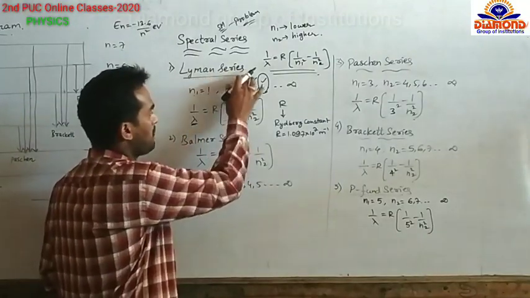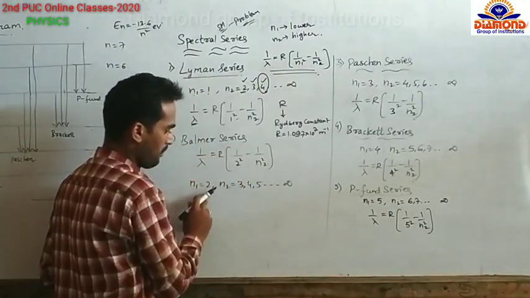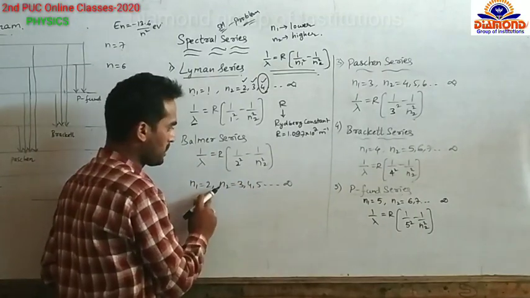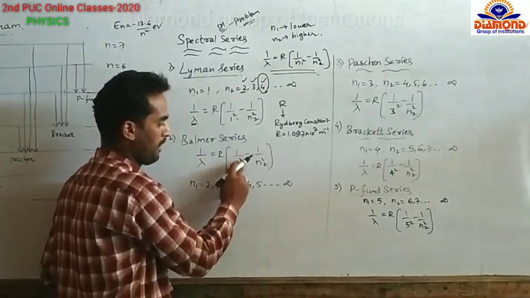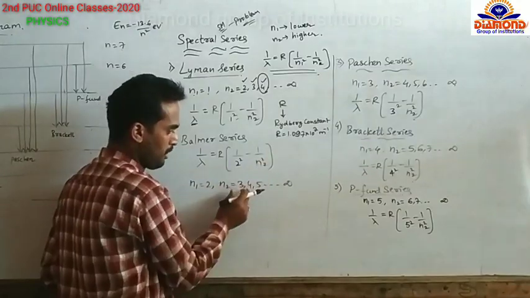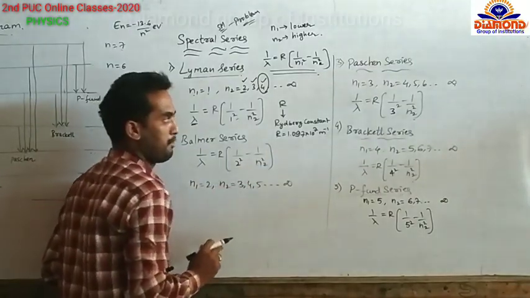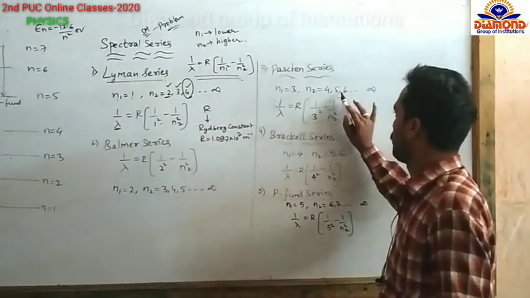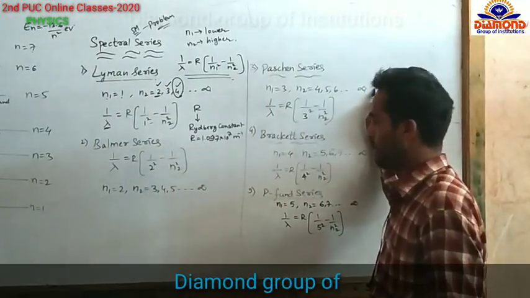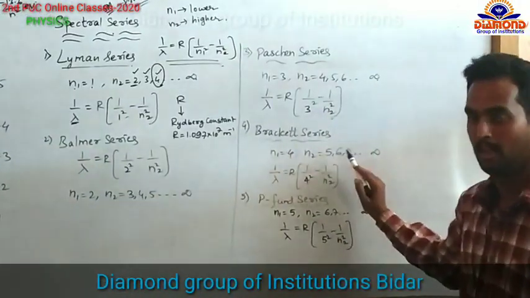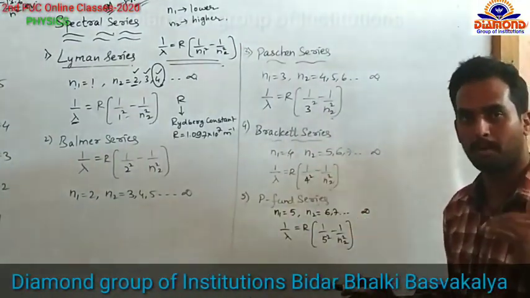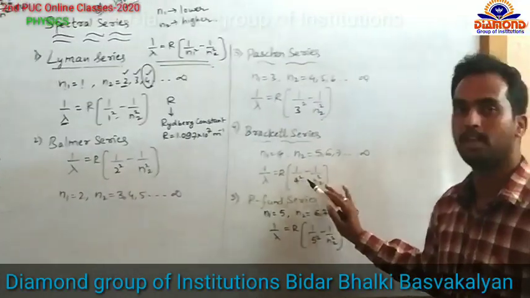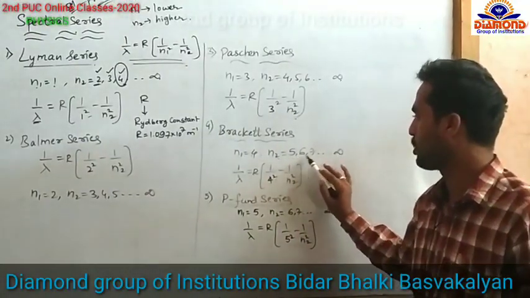See, this is Lyman series, Balmer series. See here, n1 equal to 2, minimum itself 2, so that 2 value is fixed. So this n2 value depends on the spectral number. And see the Paschen series: n1 equal to 3, n2 equal to 4, 5, 6, and so on up to infinity. Fourth one, Brackett series: n1 itself is 4, that means the lower orbit is 4. That's why 4 is a fixed value. n2 value is going to change.